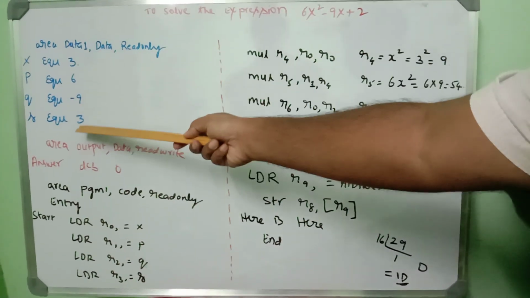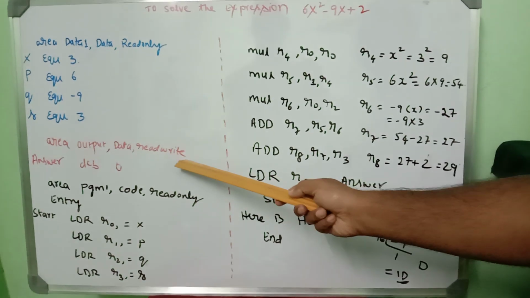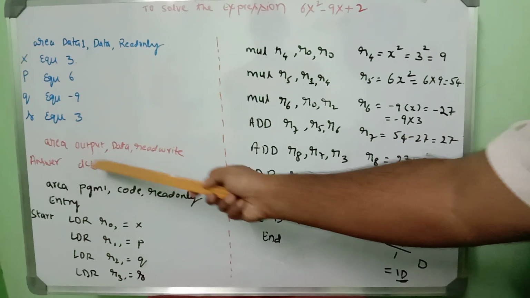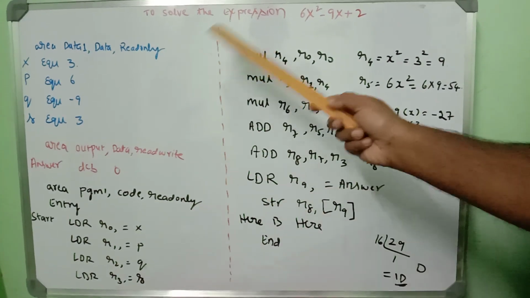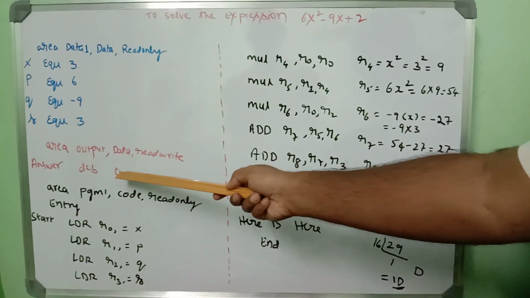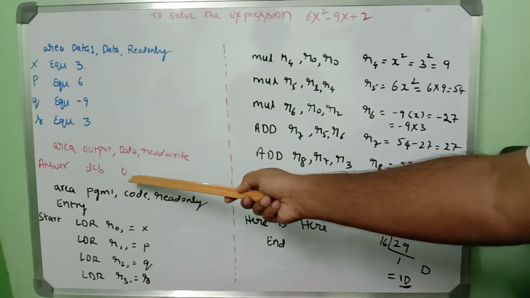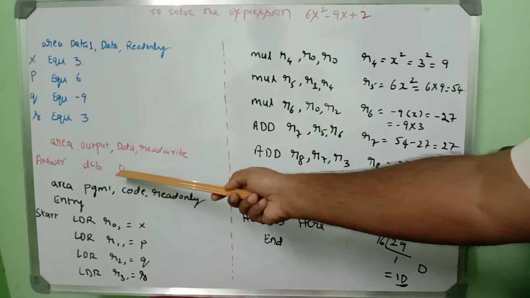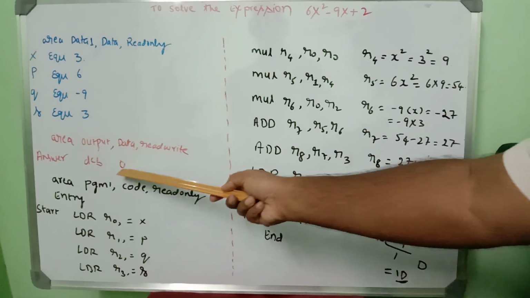So I have made this permanent, whereas read write is the type of memory I have used here because the answer will arrive after the execution of the program. So the answer that comes has to have a temporary memory so that I can easily enter the answer.